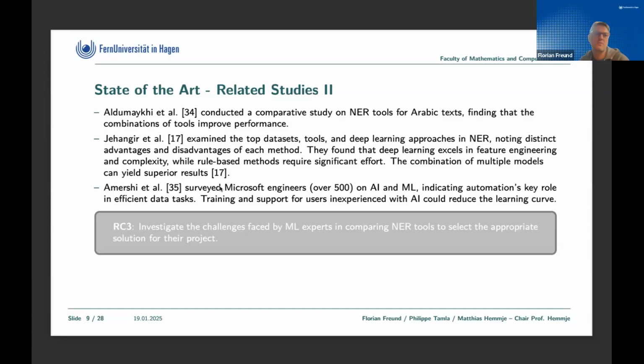The last study I want to mention is Hemmje, which surveyed Microsoft engineers on AI and machine learning. For them, an important result is that training and support for users who are inexperienced with AI could reduce the learning curve. So our remaining challenge here is that we want to investigate the challenges faced by machine learning experts in comparing NER tools to select an appropriate solution.